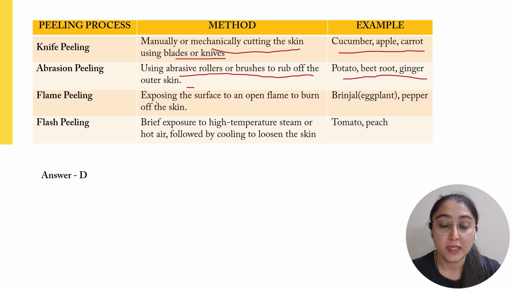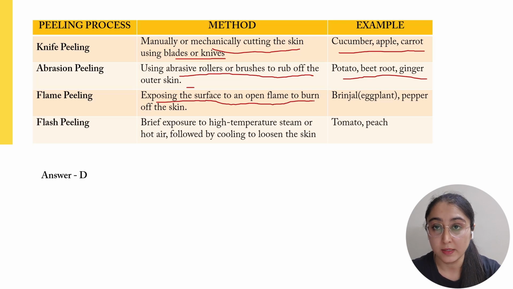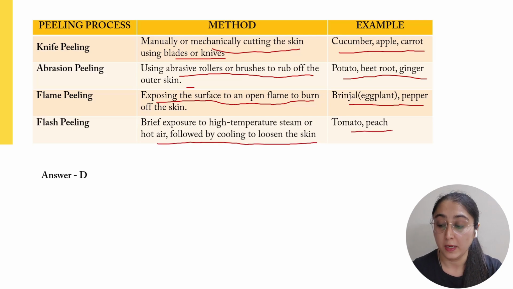Then we have flame peeling, which is basically exposing the surface to an open flame to burn off the skin, as the name also suggests. The examples are brinjal and pepper. Lastly, we have flash peeling, again as the name suggests, subjecting to high temperature for some time. So brief exposure is given to high temperature steam or hot air, which is followed by cooling to loosen the skin. The examples are tomato and peach.